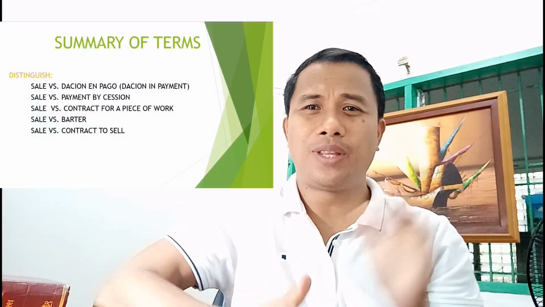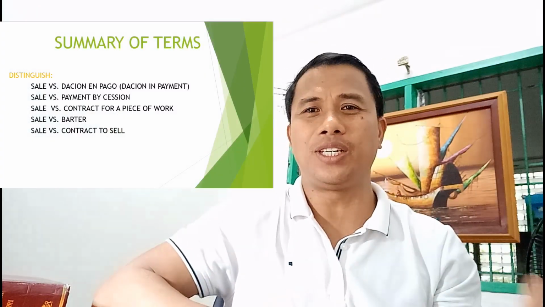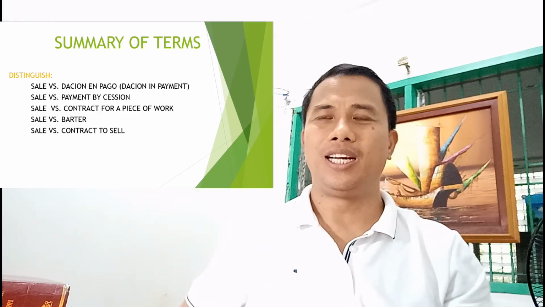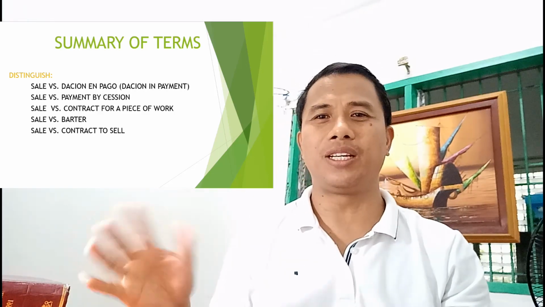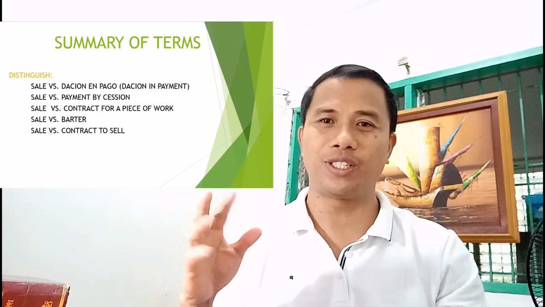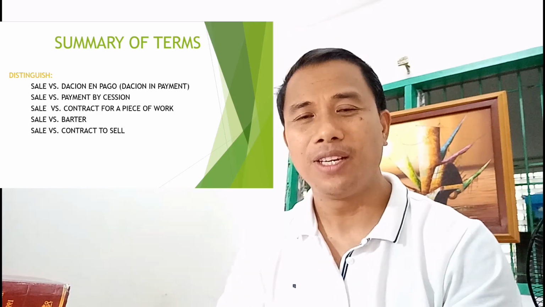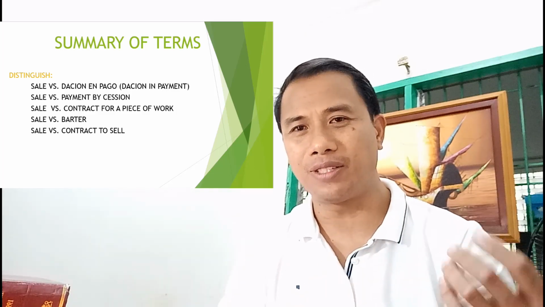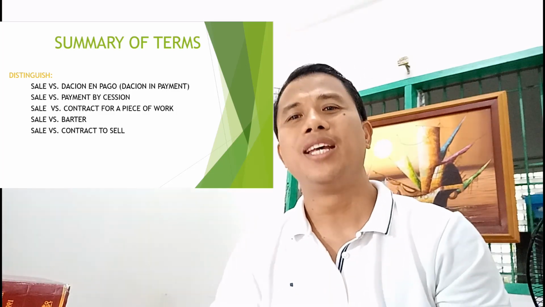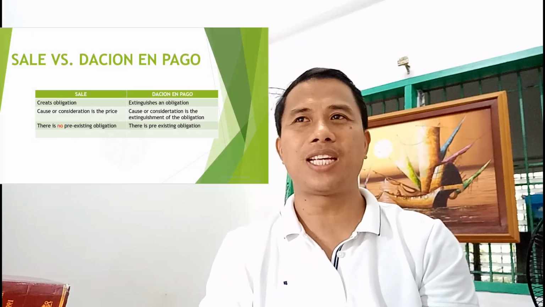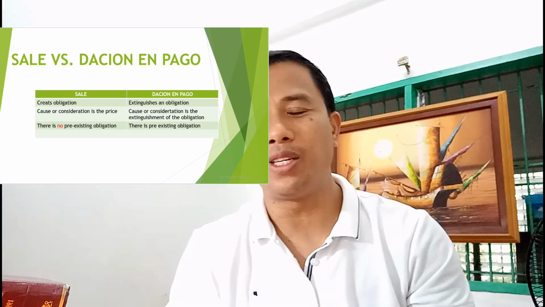Good morning, guys. Today we are going to distinguish certain contracts from sale. Alright, now let's distinguish first sale versus Dacion in Pago. Then we will distinguish sale versus payment by cession. Then we will distinguish sale versus barter, sale versus contract to sell, and sale versus contract for a piece of work. So let's discuss sale versus Dacion in Pago.